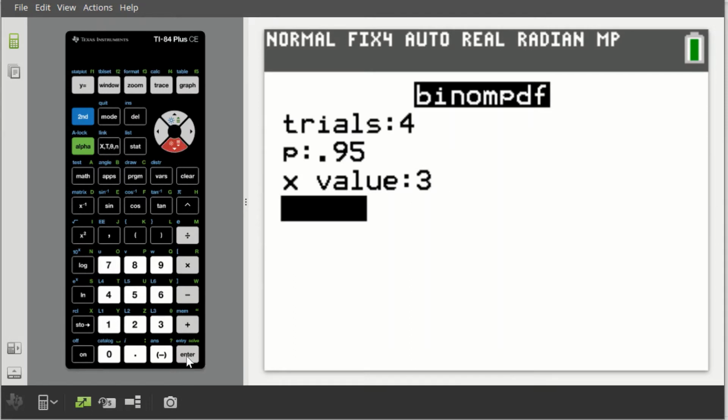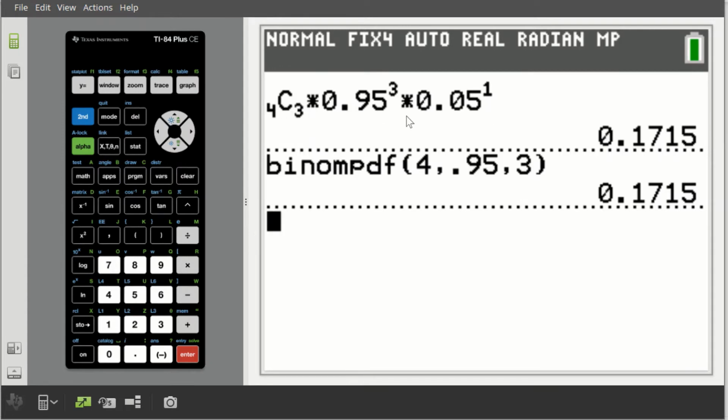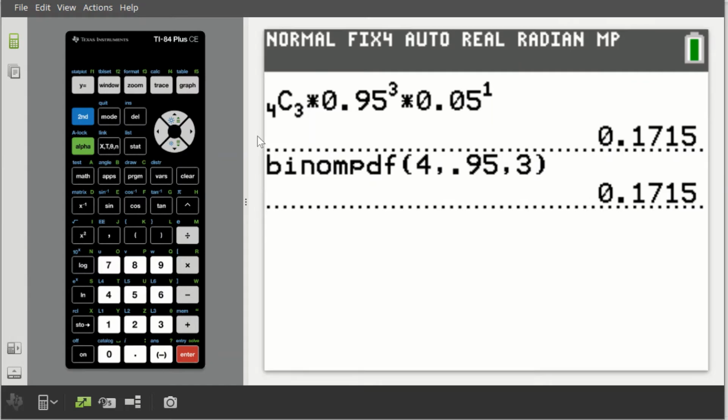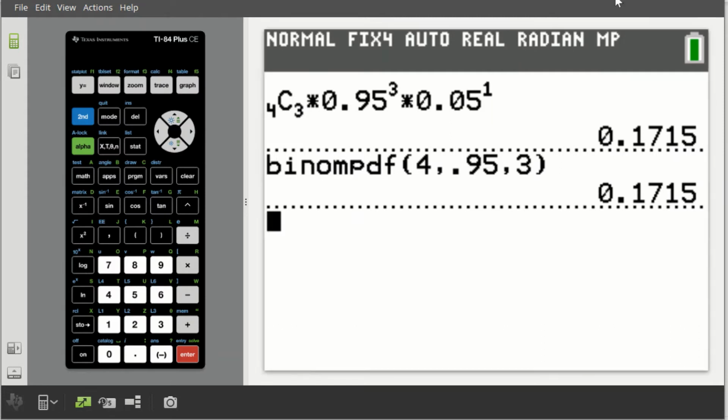Now paste this in the main screen, you'll get this. In some calculators, you'll just get binomial PDF, then you have to type this manually and hit enter. You'll get the same result, 0.1715. So in the first case, we use the formula for the binomial probability distribution to get the value of the probability. In the second case, we use the calculator to get the same result. So if you are using the calculator, make sure you write this equal to that so that I know you have used the calculator and you got the result.